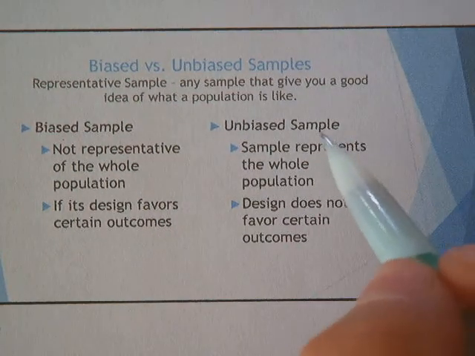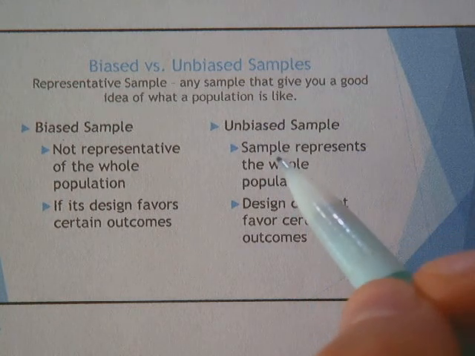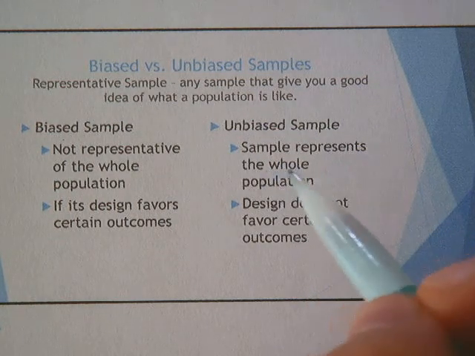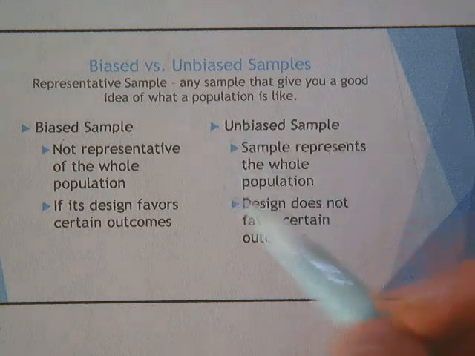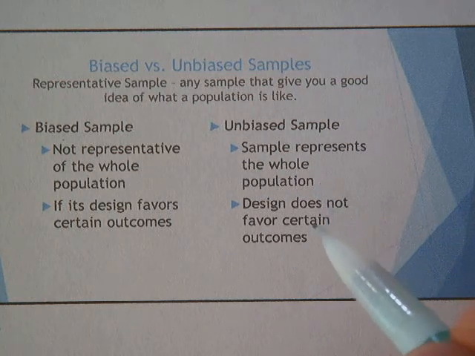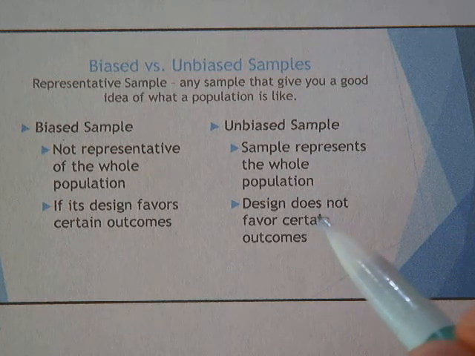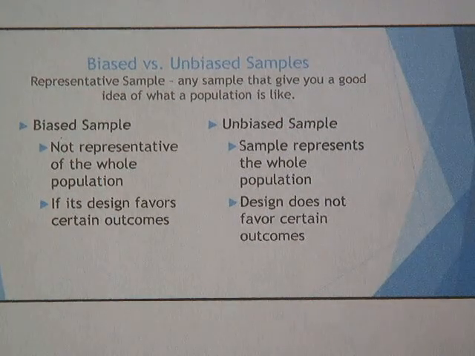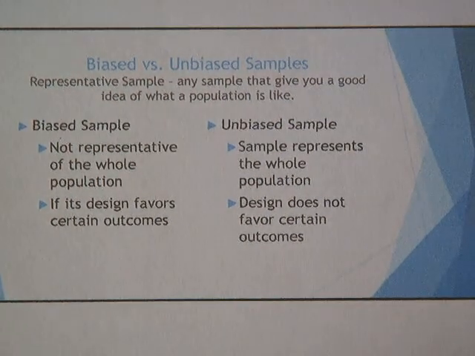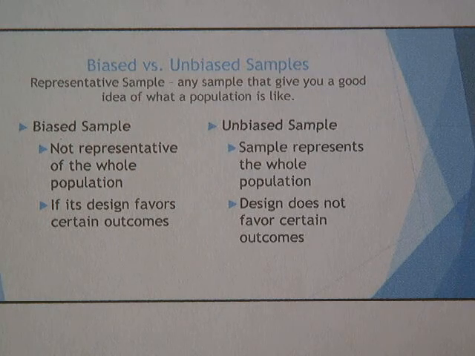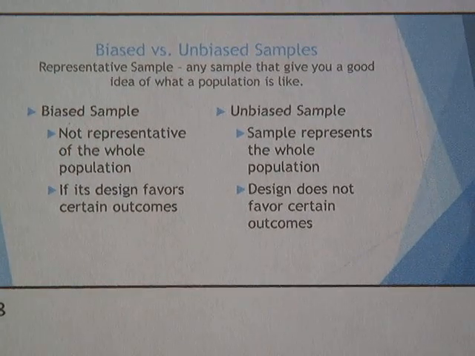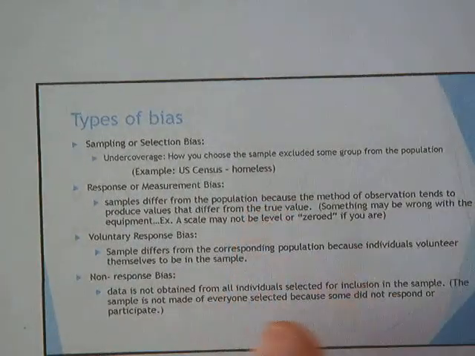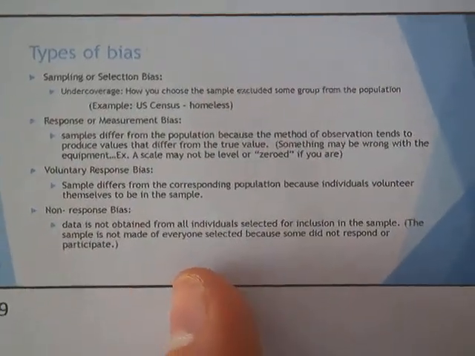So for your sample to truly be what's called unbiased, the sample of people you select should represent the whole population, which is very hard to do, but you want to try your best to get everybody represented in your sample. And then you want to design your study so that it does not favor certain outcomes. So you don't want to ask questions in a certain way that's going to lead people to certain answers. And you also don't want to select people that are going to give you a certain outcome. You want to truly get the whole group represented, okay? So let's talk about the different biases that you could have when you're doing the study, all right?